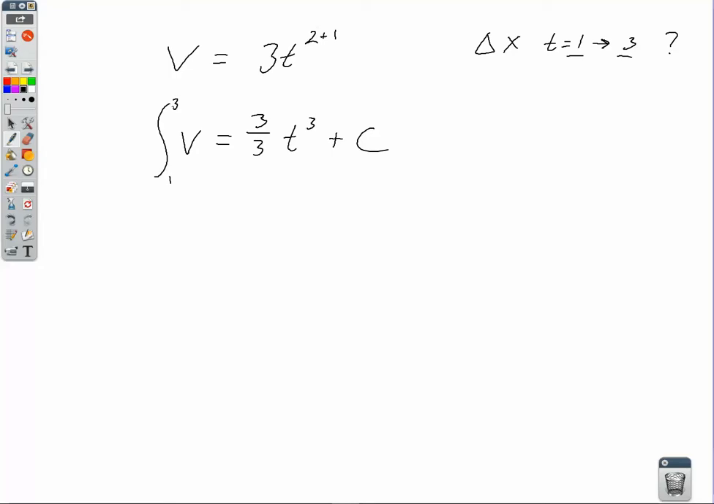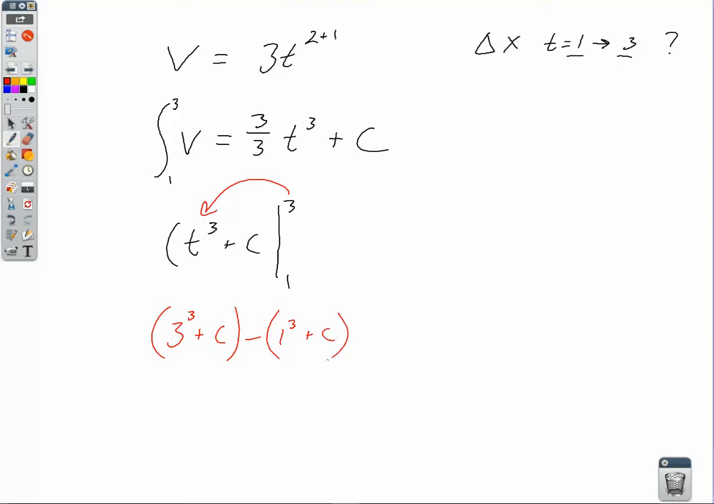Okay, so upper limit goes first. So let me just introduce some notation here. This is what I've tended to use in class. t cubed plus c evaluated at these limits, t equals 1 and t equals 3. Okay, so again, upper limit goes first. Upper limit gets plugged into t. All right, so we're going to have 3 cubed plus c. Let's not forget that. Then we're going to throw in a minus sign, and then we're going to evaluate at the lower limit. So we have 1 cubed plus c. All right, this is the integral of v from 1 to 3.